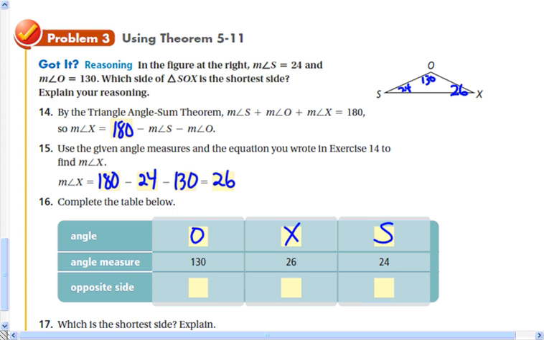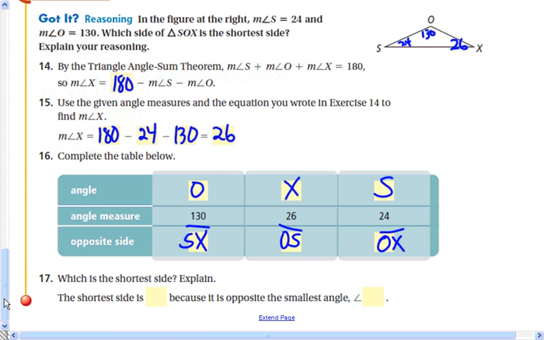And so the side opposite O is the side that doesn't have the letter O in it, so that would be side SX. And OS would be opposite X, and OX would be opposite S. So which side is the shortest side? That would be the side that is opposite the smallest angle, so that would be right here. The shortest side is OX because it is opposite the smallest angle, angle S.